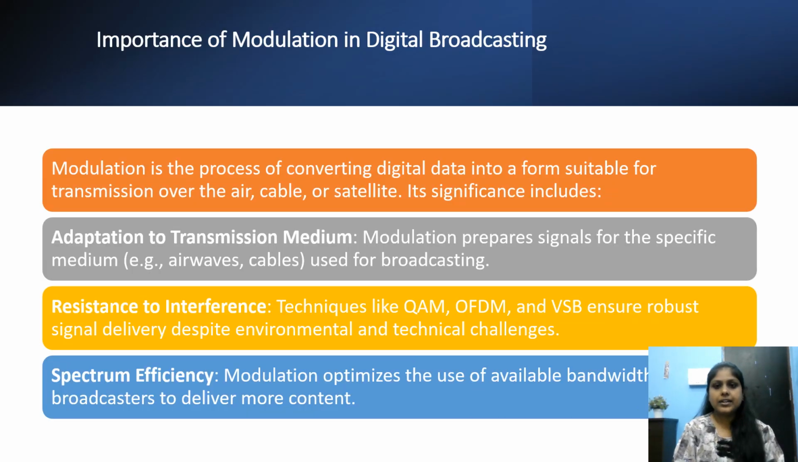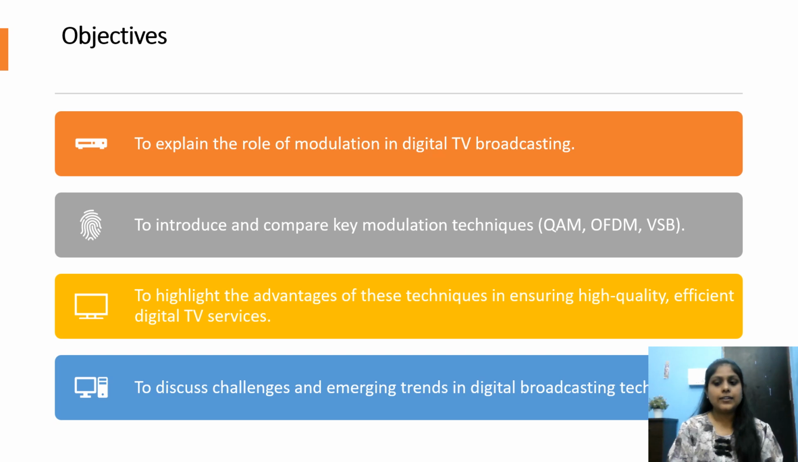Importance of modulation in digital broadcasting. In modulation, the carrier signal varies in accordance with the message signal. Modulation is the process of converting digital data into a form suitable for transmission over air, cable or satellites. Its significance includes adaptation to the transmission medium. Modulation prepares signals for a specific medium, for example airwaves or cables used for broadcasting, and provides resistance to interference and spectrum efficiency.